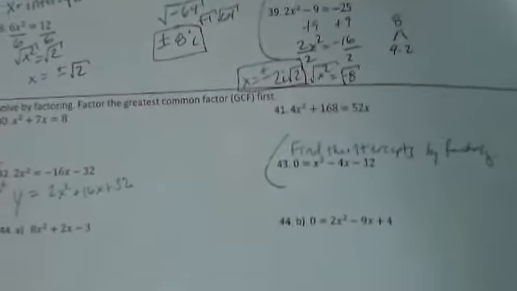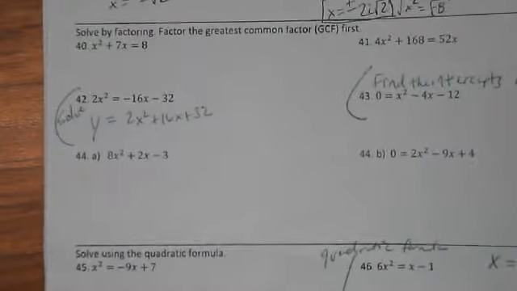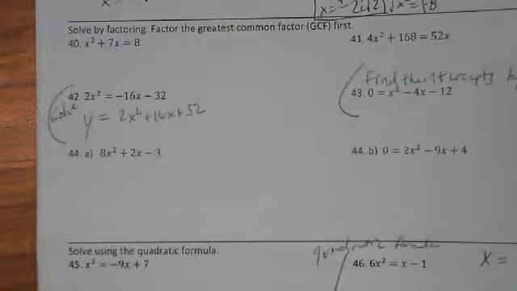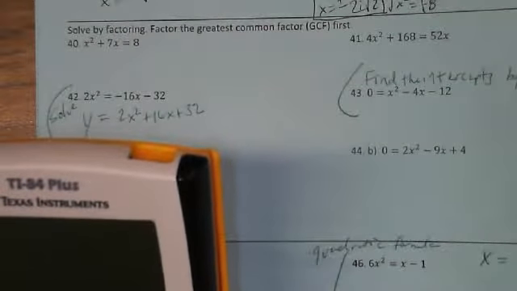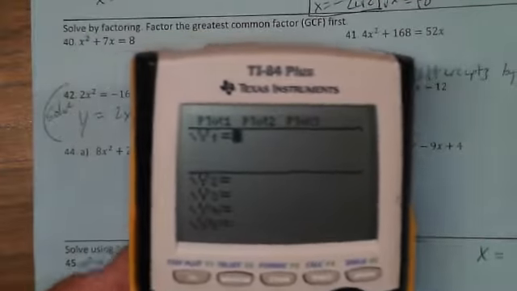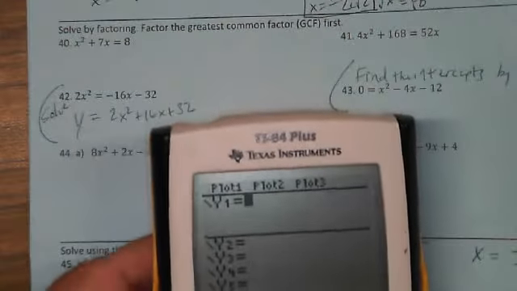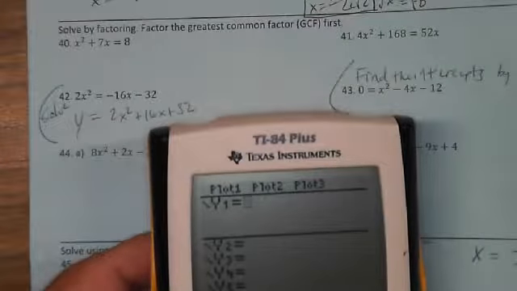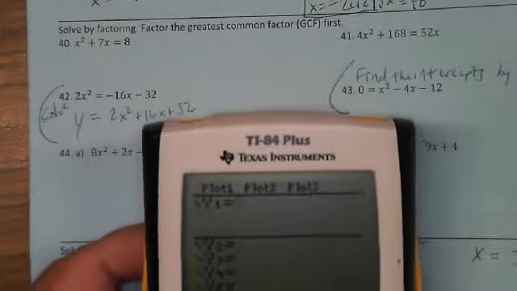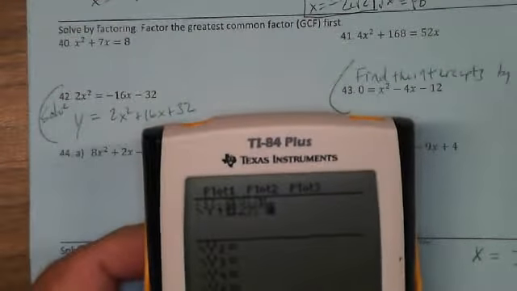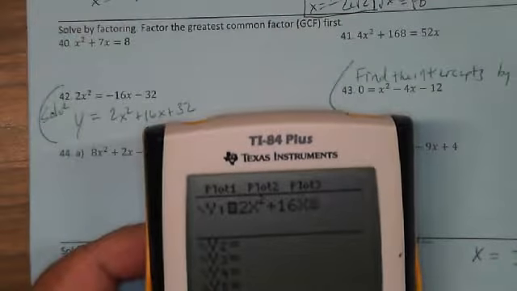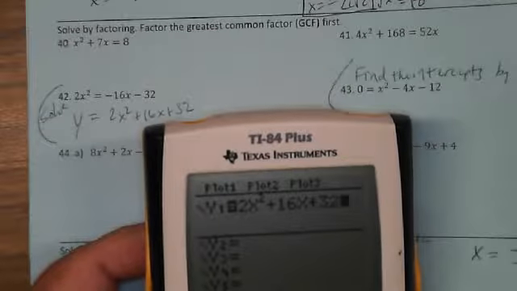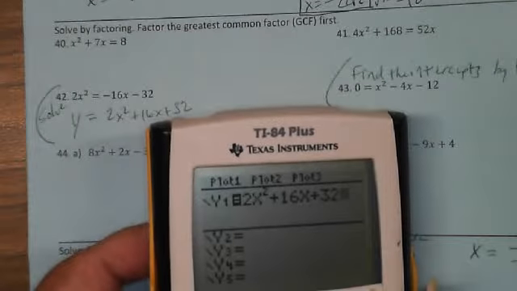Alright, on the solve by factoring, I'm going to tell you right now, just put it in the calculator. Go to the y equals, and then plug in 2x squared plus 16x plus 32. I went ahead and moved it to one side for you. So 2x squared plus 16x plus 32. Alright, now that it's in there, hit graph.